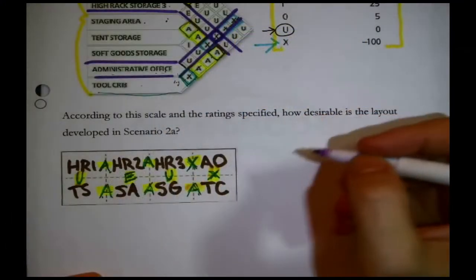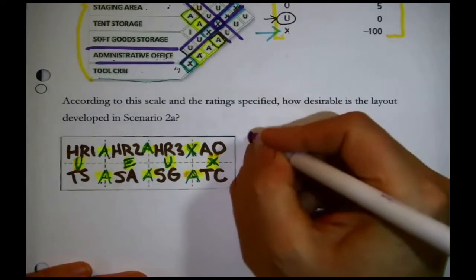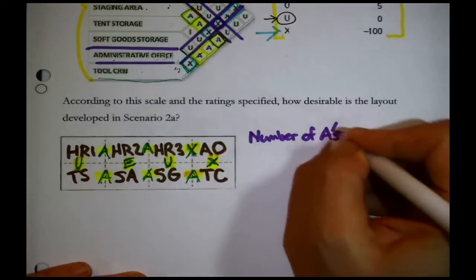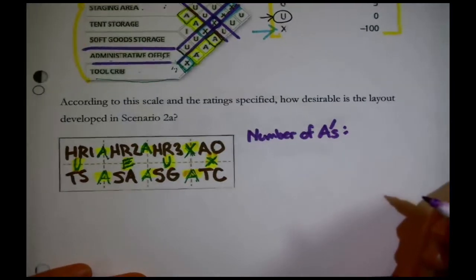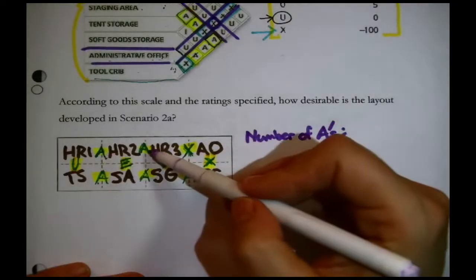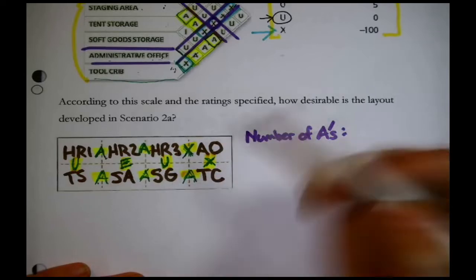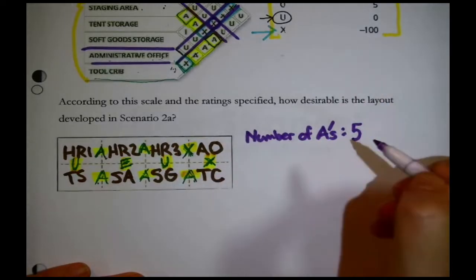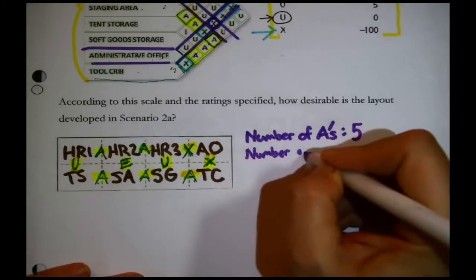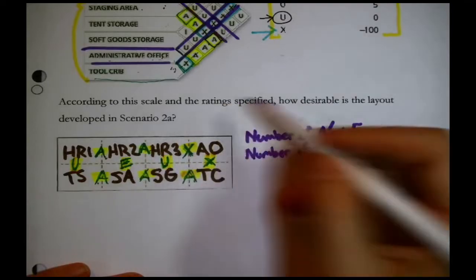Okay, so the best way to do that is to first inventory what we managed to achieve. For instance, how many A's do we have? Well, just count them. 1, 2, 3, 4, 5. 5, right? Okay, 5. Then number of E's. Well, just the 1, right? Yeah, just the 1. Okay, 1.